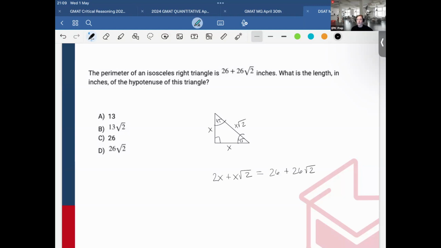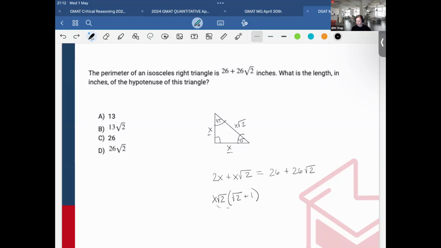Okay, so from here though, I can't set 2x equal to 26 because that would give me x is 13, which we can see isn't possible because this has to be 26, 26. Okay, so then the key actually here is to factor. So what I can factor out is actually the x root 2, and then this would be the same as root 2 plus 1, right?